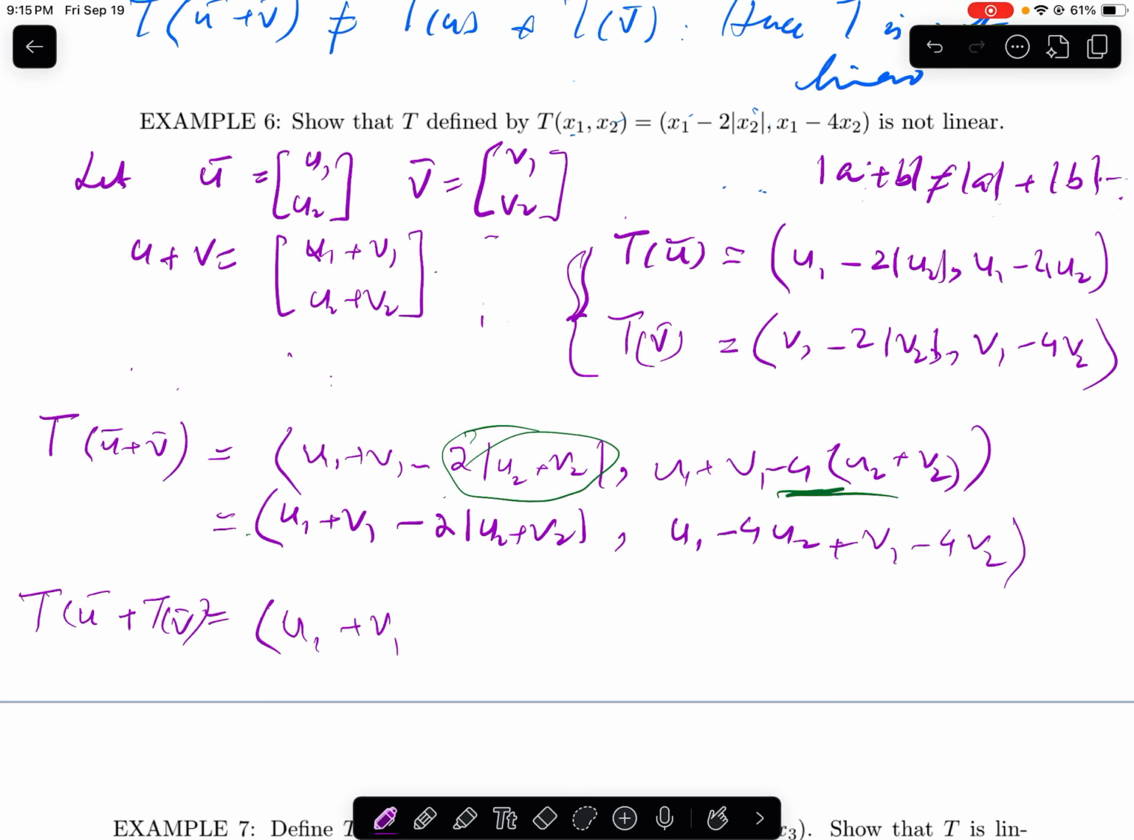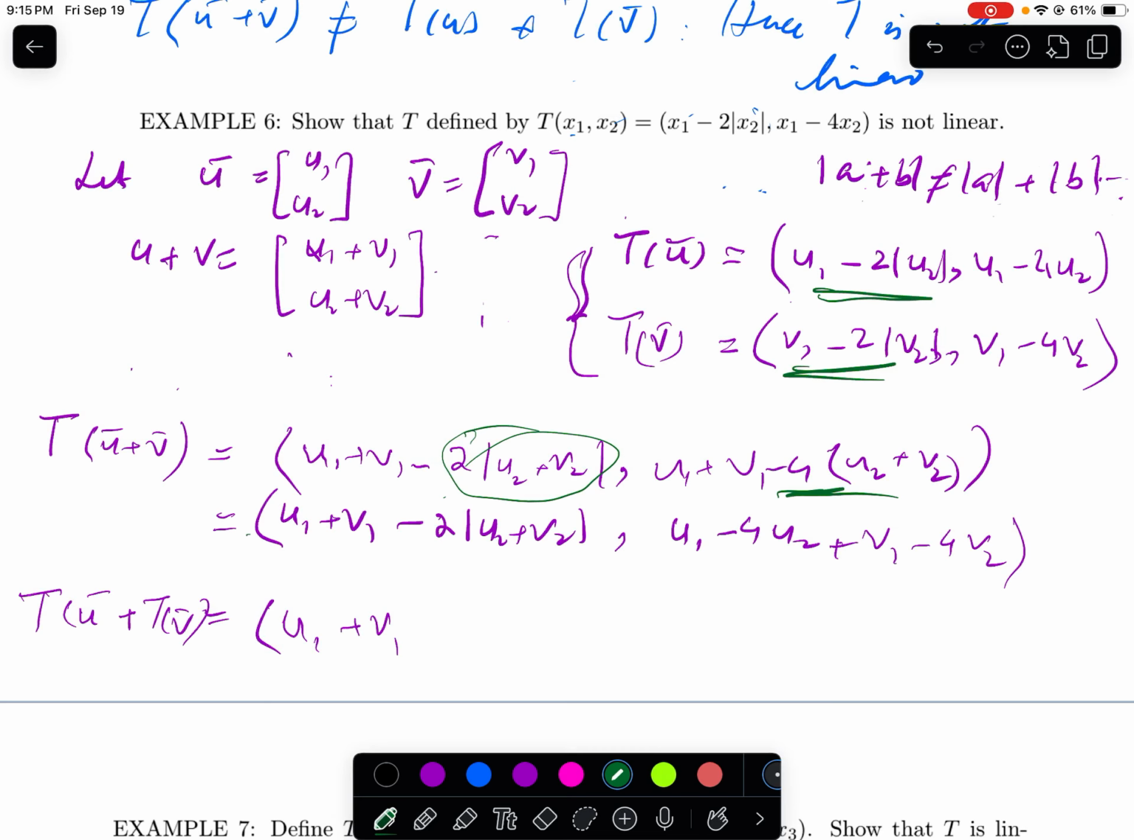This term will be added to this term. So u1 plus v1 minus 2 absolute value of u2, and then minus 2 absolute value of v2, comma, u1 plus v1 minus 4u2 minus 4v2, and these are not equal to each other.